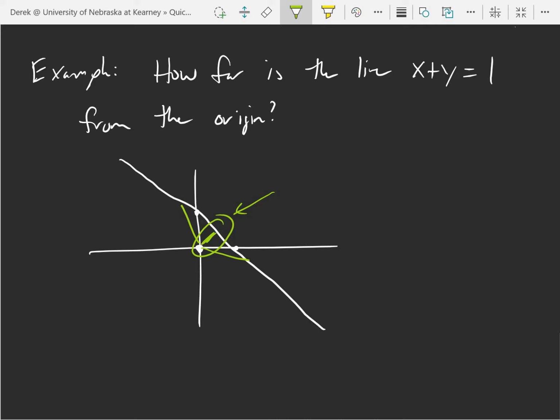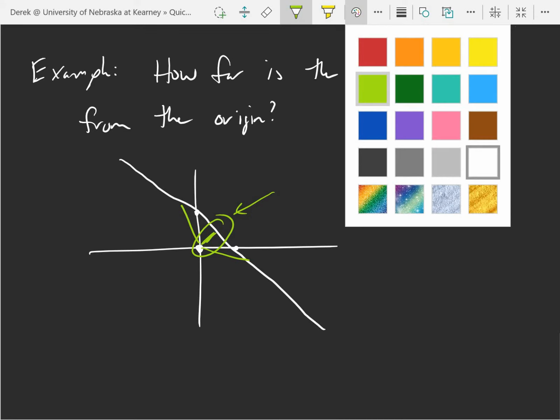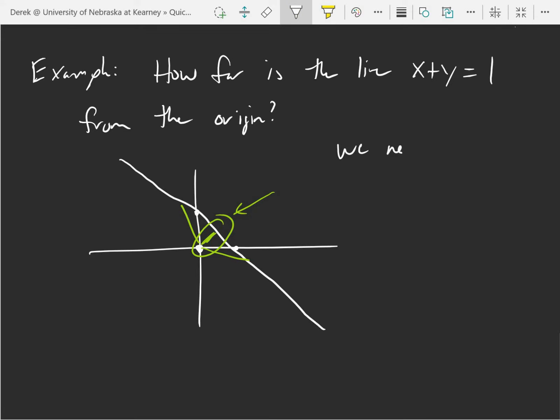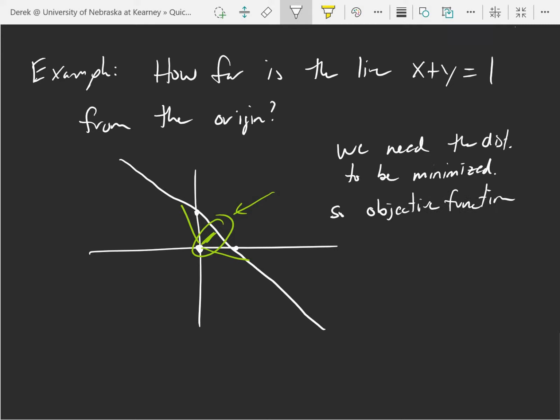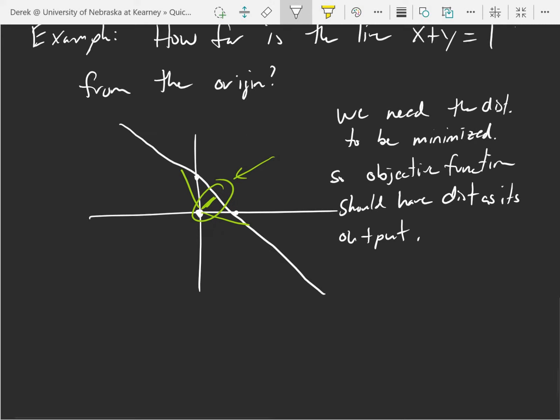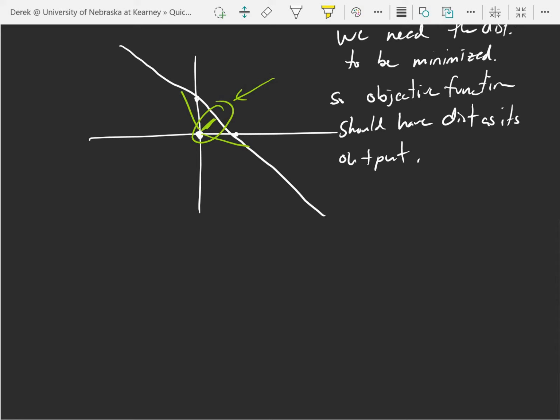Okay, so let's think about what we need to do. We need the distance to be minimized. So our objective function should have distance as its output. Okay, what are the inputs going to be?